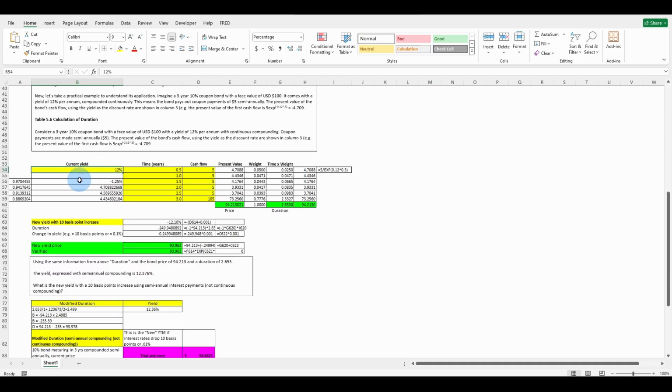So we have 12%. Here's our semi-annual. This is just the breakdown. I've done this time and time again. This right here is just e to the power of 0.12 times 0.25, half, three-quarters, full year. Why? Again, I was doodling.